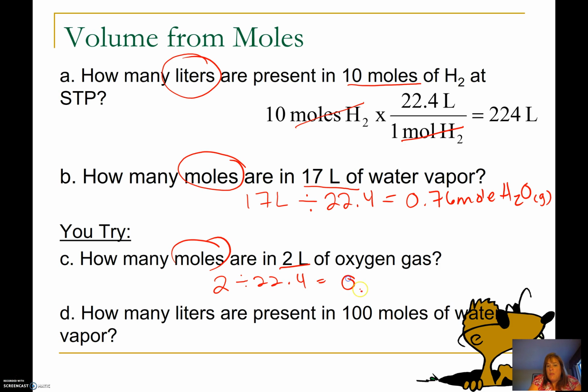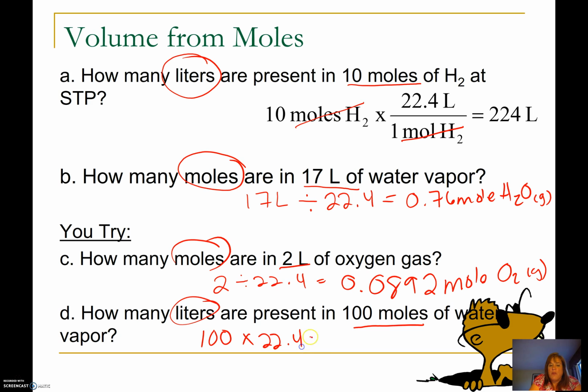Did you get 0.0892 moles of oxygen gas? I hope so. And how about how many liters are present in 100 moles? Well, I have moles, so I multiply. I want to find liters, so I multiply by 22.4, and you get 2,240 liters of water vapor.